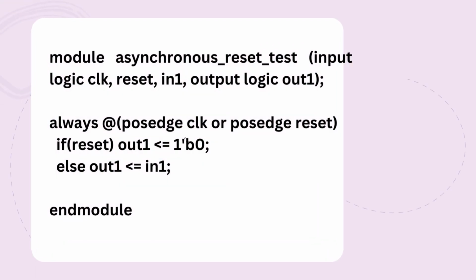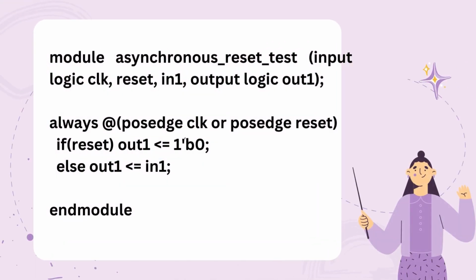In case the reset is active high, then our code changes like this. We will check always @(posedge clock or posedge reset) because it is active high. So at the rising edge of the reset, we are checking our condition. Then if reset is enabled, then out will be assigned with 0, else output will be assigned with input.